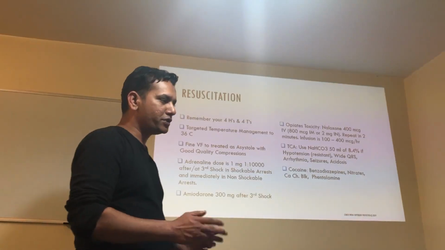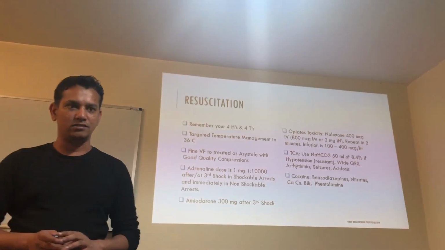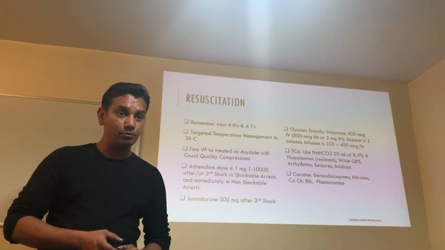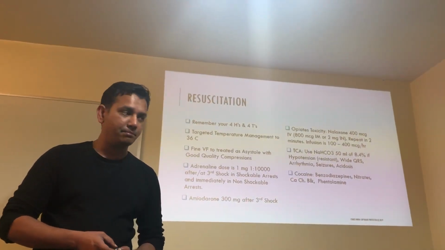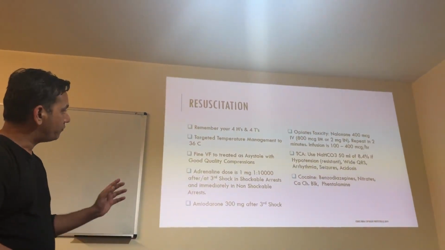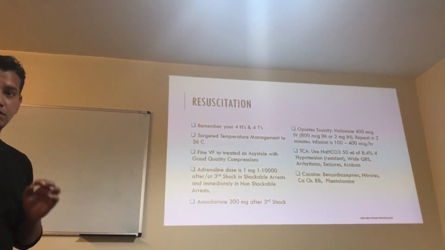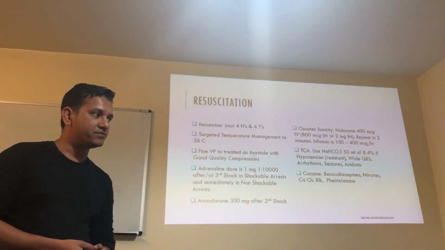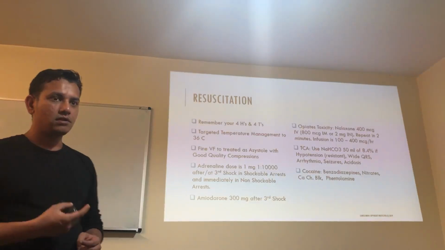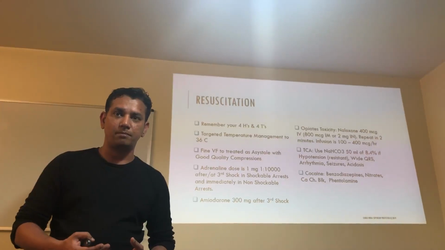Resuscitation. Whenever you're doing your resuscitation, you should remember your 4 H's and 4 T's. After you get a ROSC, we used to call it hypothermia. Now we call it targeted temperature management to 36 degrees. Fine VF: whenever VF is fine, treat it as asystole with good quality chest compressions. If the VF is fine, you can adjust the gain to see whether it's actually VF or not. However, when you don't have time to do all that, good quality chest compression is what the patient will benefit from.